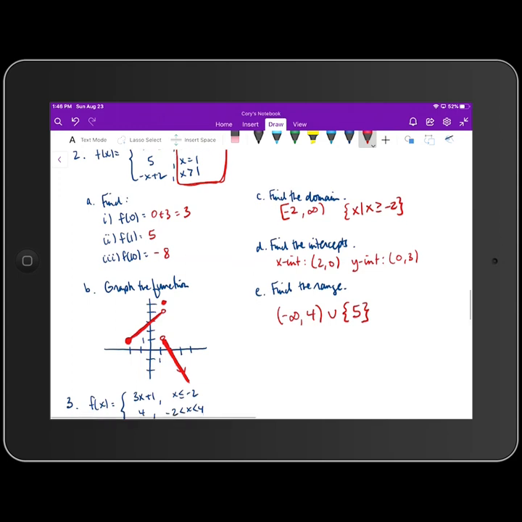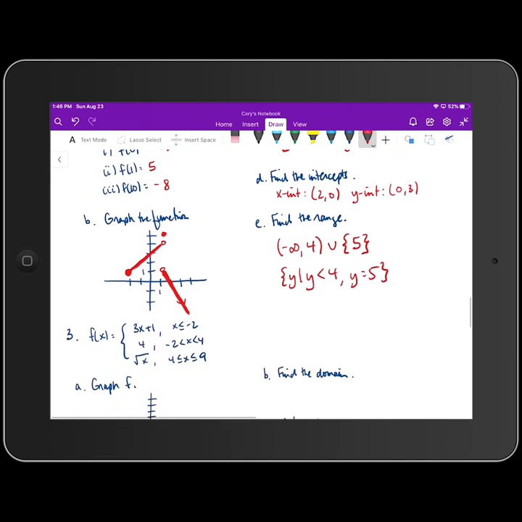If you want to write that range in set notation, that would be the set of y such that y is less than 4 or y is equal to 5. So that's what the range would look like in set notation.